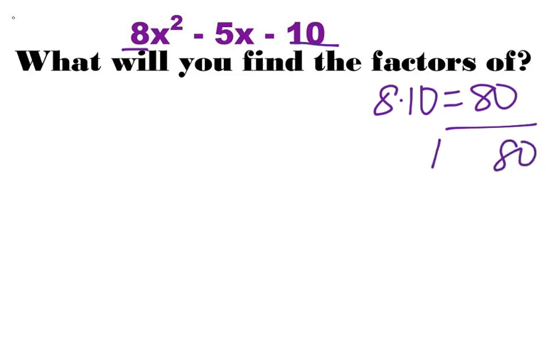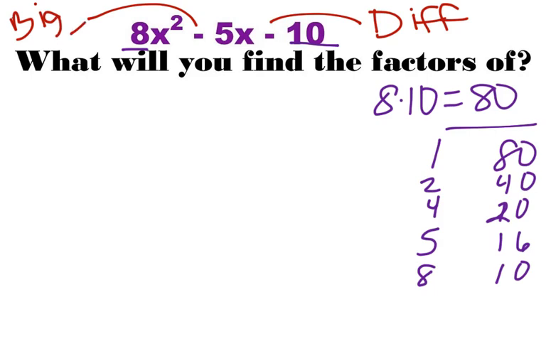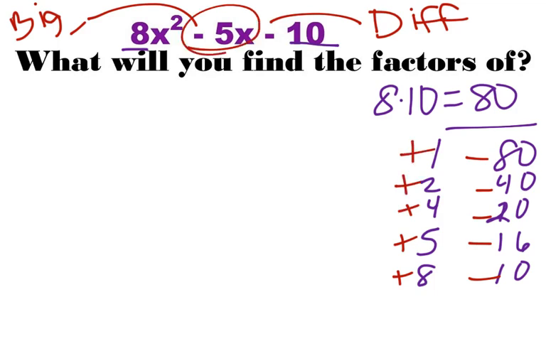Factors of 80 are 1 and 80, 2 and 40, 4 and 20, 5 and 16, and 8 and 10. There's your factors. Use your sign rules. This one tells me that they are going to be different. This one tells me that the big one is negative. So make all of your big factors negative, which means that all of the small ones are positive, since they're different. I need the ones that equal negative 5.